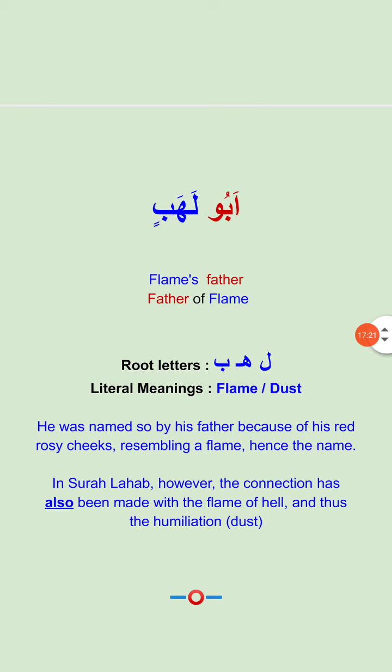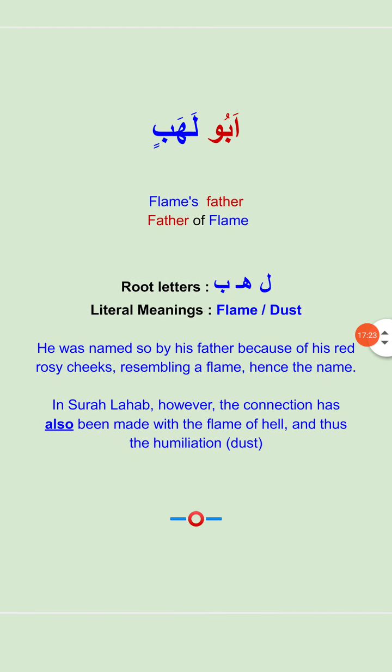Next we have Abu Lahabin. All right, this one's interesting as well. Abu means father, and Lahabin takes its root from the root letters lam, ha, and ba, and its literal meanings are flame or dust. He was named by his father because he had red rosy cheeks, resembling a flame. Therefore, he was named Abu Lahabin.